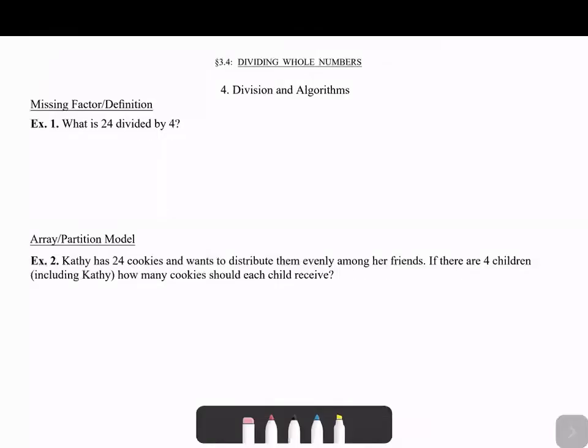This is the second video for section 3.4, dividing whole numbers. So now we're going to talk about the different algorithms that we can use for division. The first one just comes from using the definition of division.